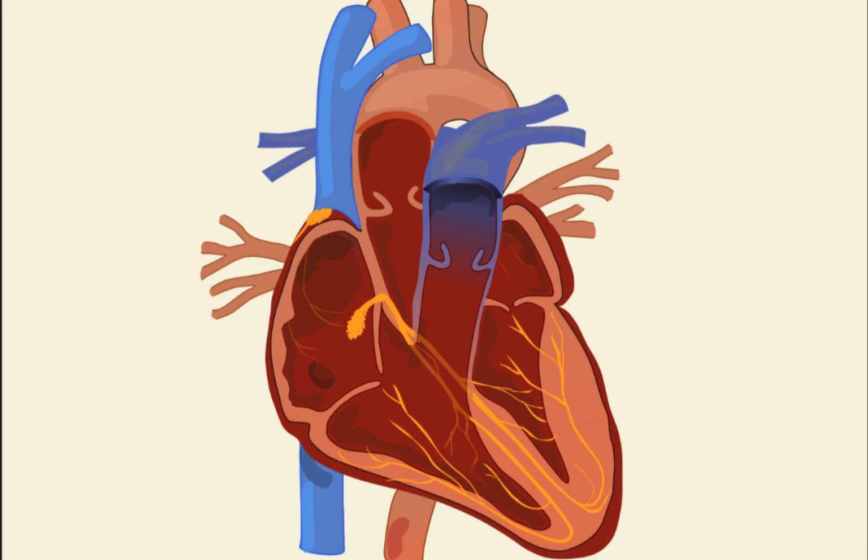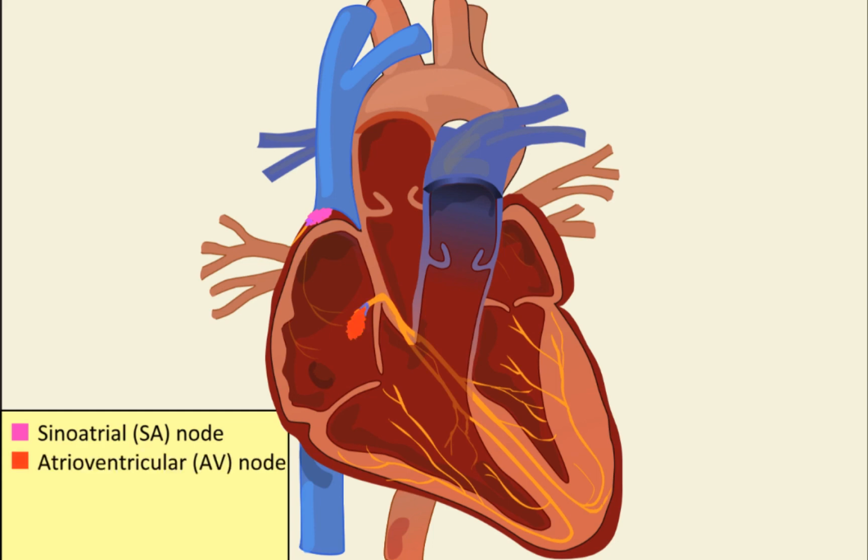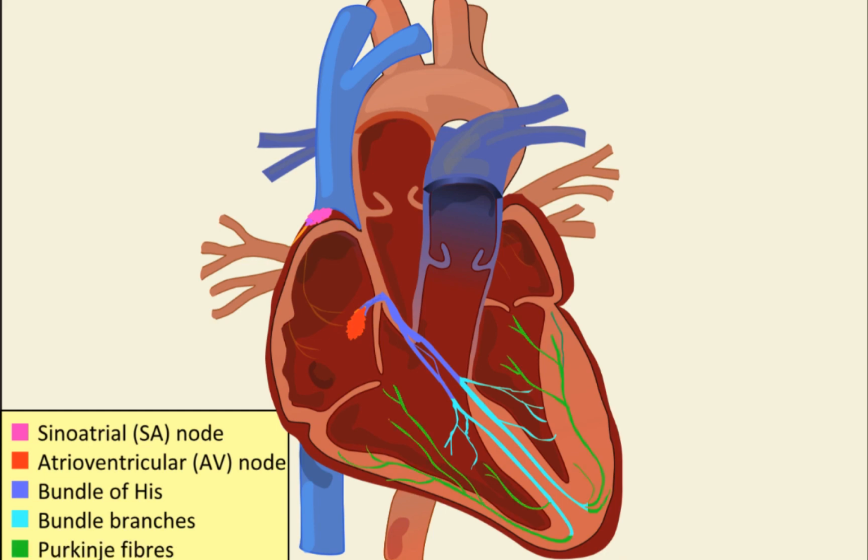Now, the cardiac conduction system is made up of 5 elements. Number 1, the sinoatrial node, SA node for short. Number 2, the atrioventricular node, AV node for short. Number 3, the bundle of His. Number 4, the bundle of branches. And number 5, the Purkinje fibers.